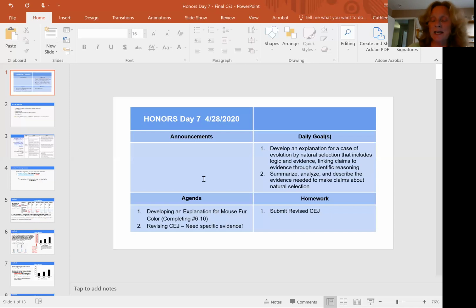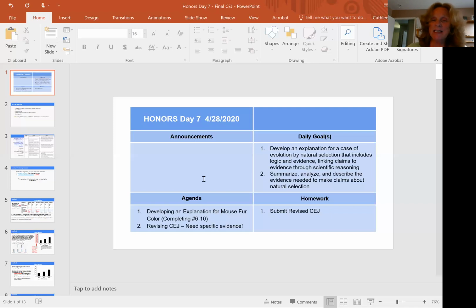If we look at the second goal, when you summarize, analyze, and describe the evidence needed to make claims about natural selection, you're not just doing it in general, you're going to be very specific with regard to the rock pocket mouse, okay? Everything you talk about, you want to bring in what you've learned about that rock pocket mouse. Be as specific as you possibly can.